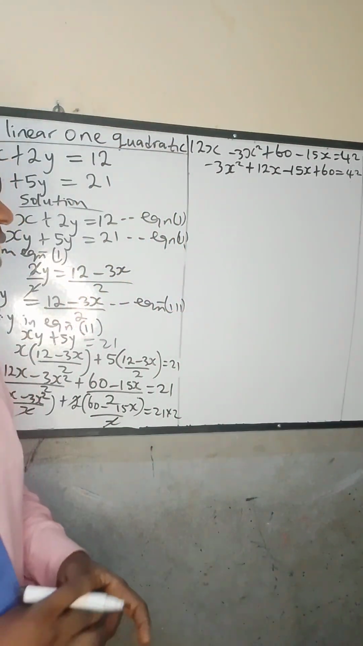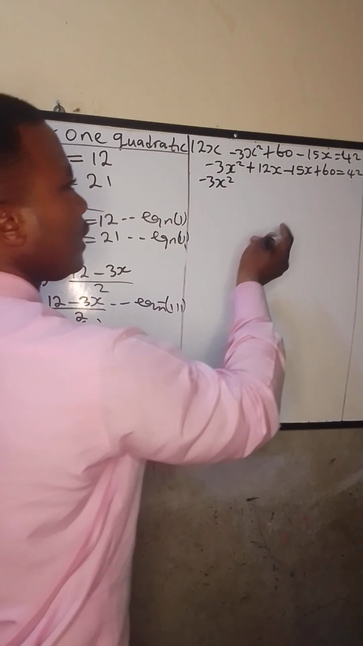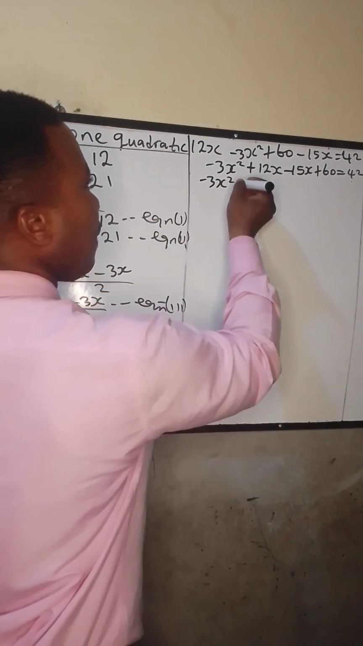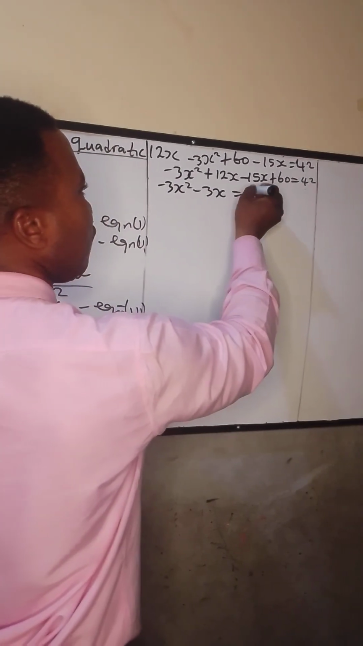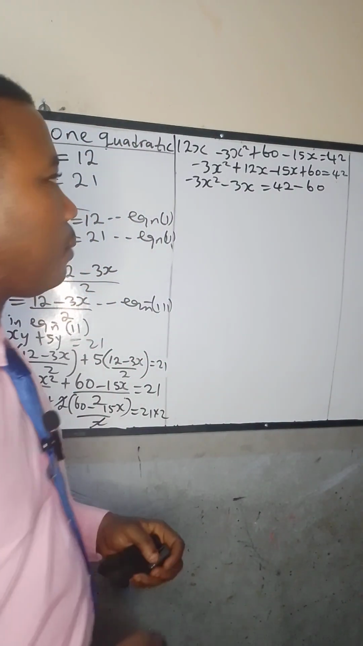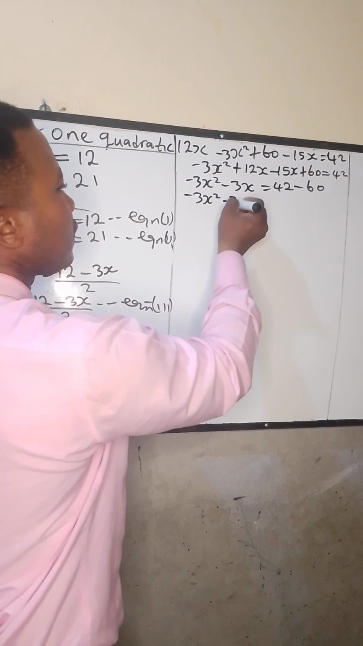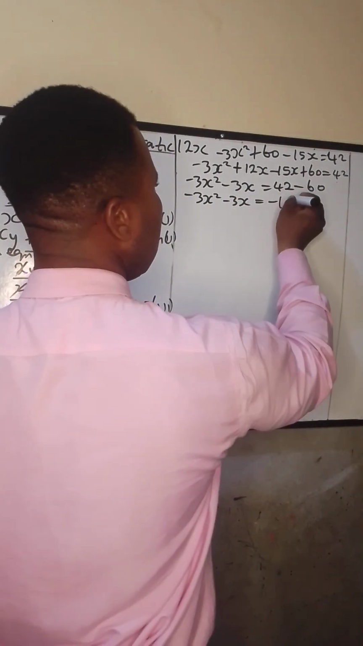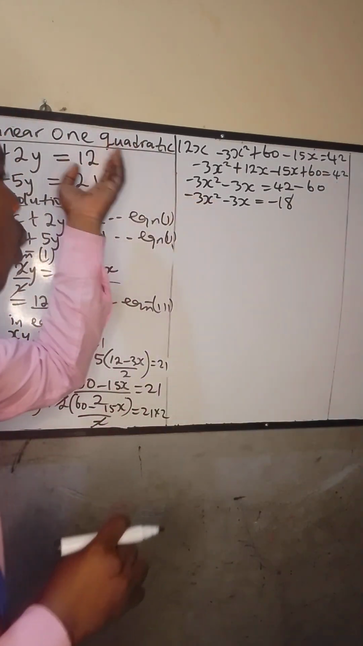Are you following? So here we have minus 3x squared, then 12x minus 15x is giving us minus 3x. Let's take this 60 to the other side, it becomes 42 minus 60, because here it is plus, and when it goes to the other side it becomes minus. So we now have minus 3x squared minus 3x is equal to 42 minus 60, which is minus 18. Now we're going to make this a quadratic equation.